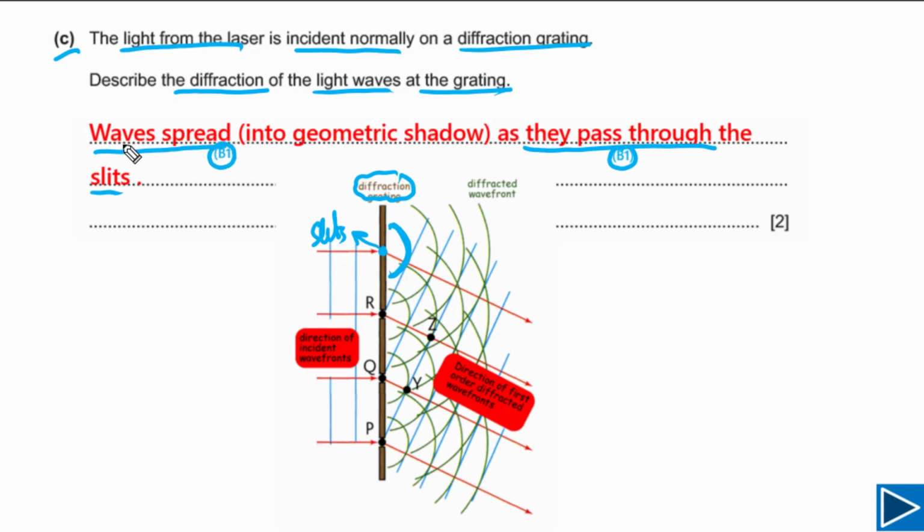If you have mentioned waves spread out, you will get 1 mark. The second mark, if you have mentioned as they pass through the slits, you will get the second mark. So total marks for this question are 2 marks.